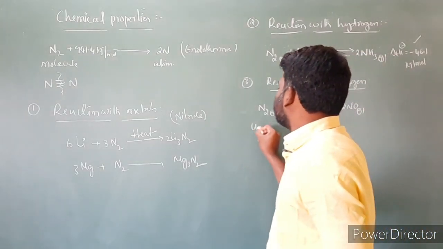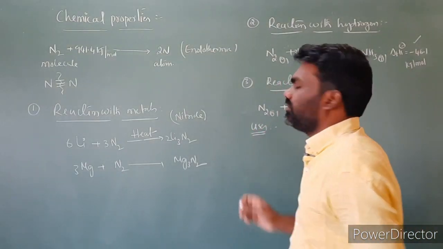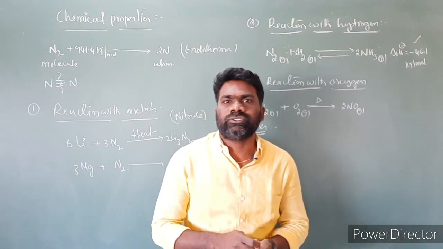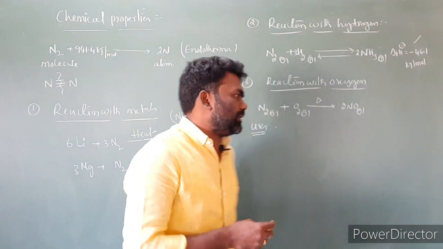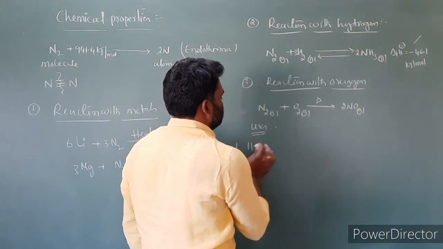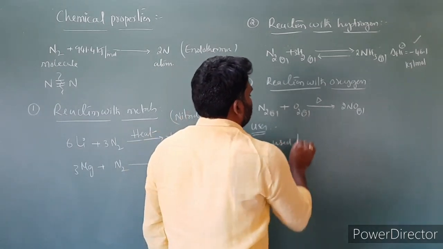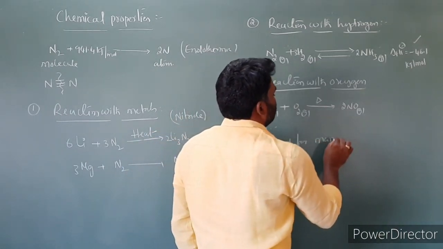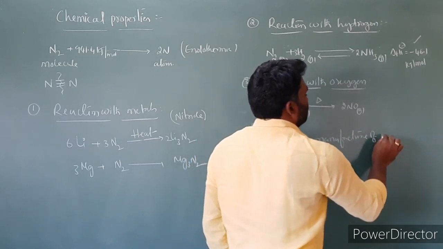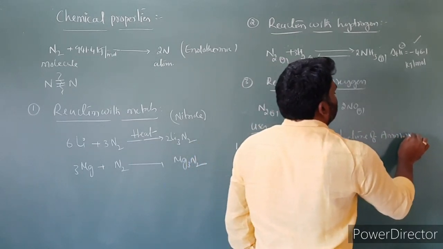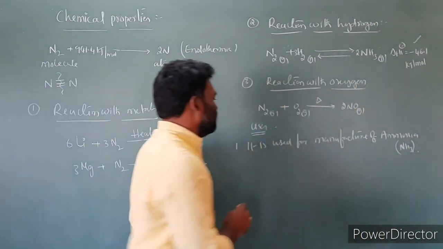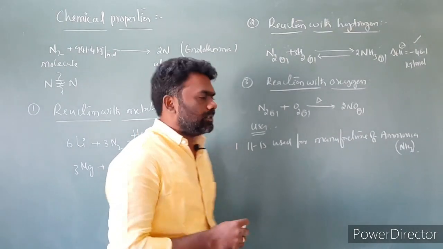Next, uses of dinitrogen. The first one: dinitrogen is used for the manufacture of ammonia, NH3. This is the first use.